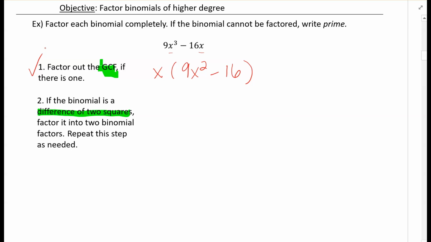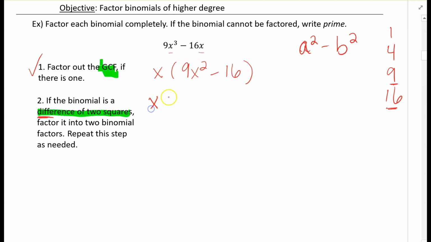Step 2 is checking for difference of two squares. You're checking for DOTS. And remember, it's a squared minus b squared. In order to be a difference of two squares, the word difference means subtraction. So you need to have a subtraction symbol, and then you need to have two perfect squares. So 9x squared is a perfect square, and 16 is also a perfect square. If you remember your perfect squares, 1 squared is 1, 2 squared is 4, 3 squared is 9, 4 squared is 16, and so forth. So I see 9 and 16 are both on my perfect squares, so I know this is a difference of two squares.